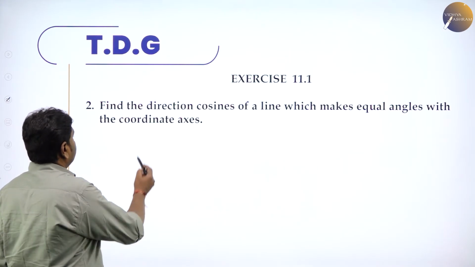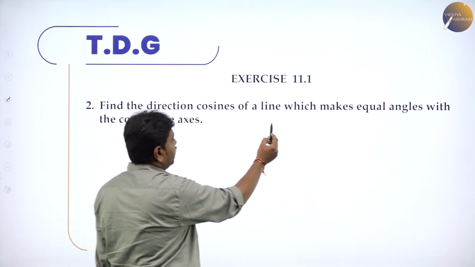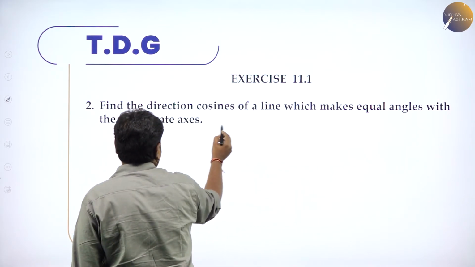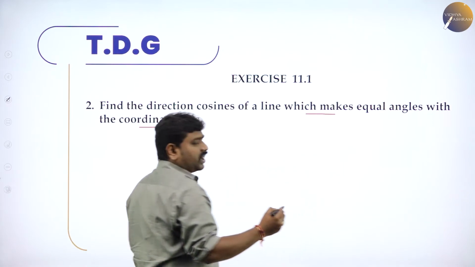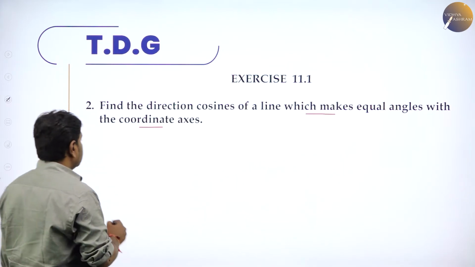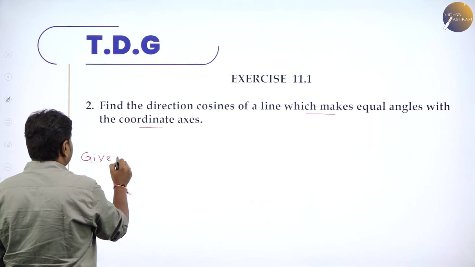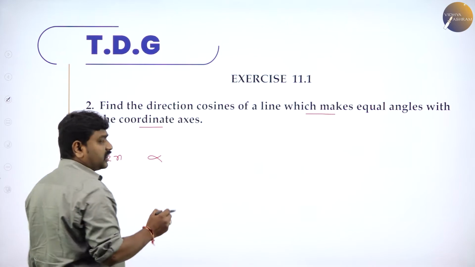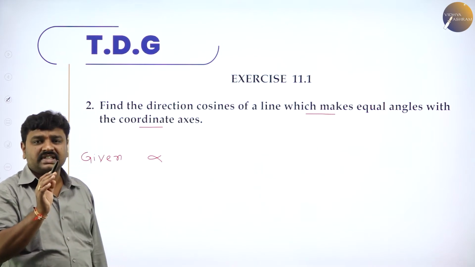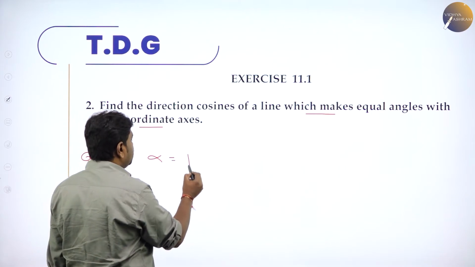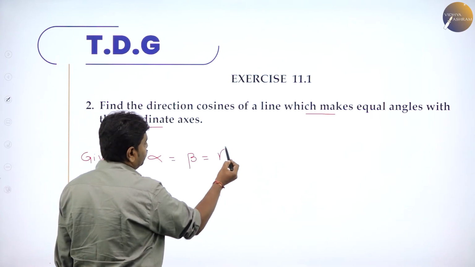Now, find the direction cosines of a line which makes equal angle with the coordinate axes. One of the important questions. The line makes equal angles, and we want to find the direction cosines. See, they have given equal angle, meaning the angles made by the vector with the x-axis, y-axis and z-axis are all three equal. Meaning alpha is the same as beta, which in turn is the same as gamma.